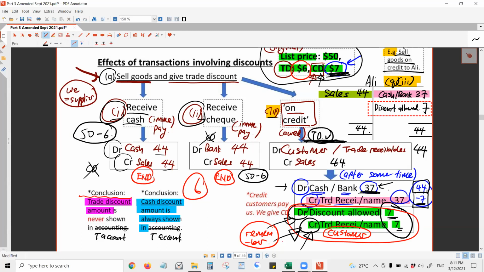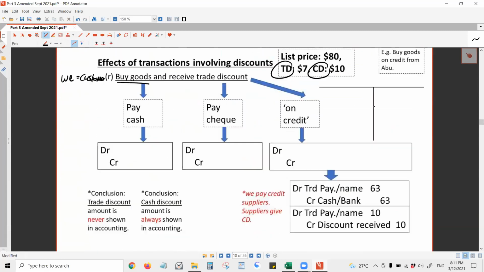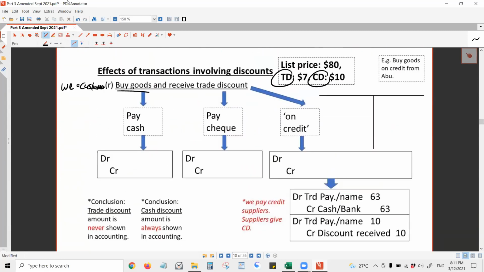Don't worry. I will show you a few more questions later on. We do a couple of questions on this, then you would become more familiar. That's how you do a customer account. Then next page. Next page again, we are going to go through the double entries again.